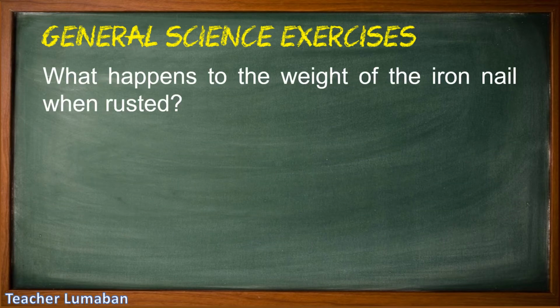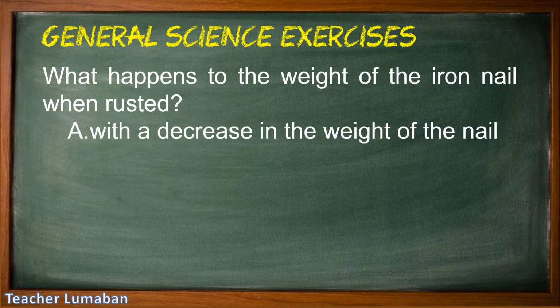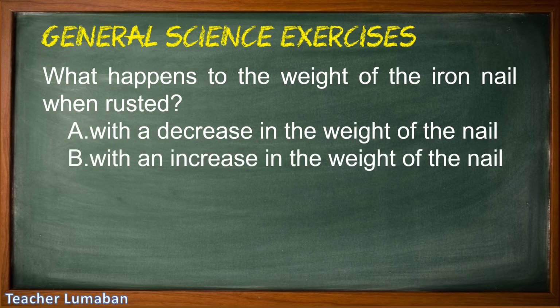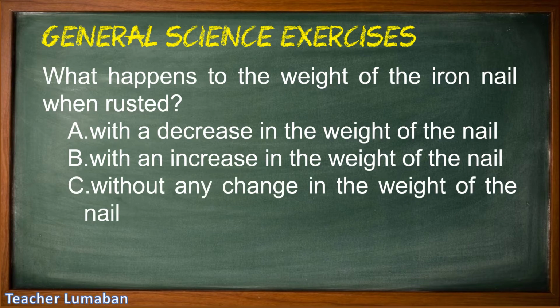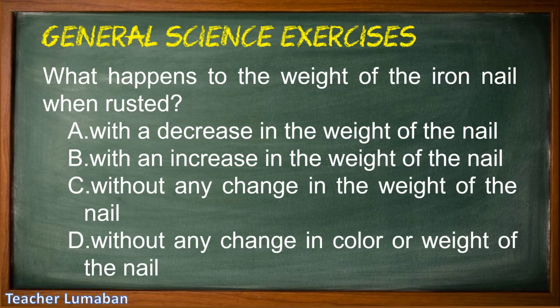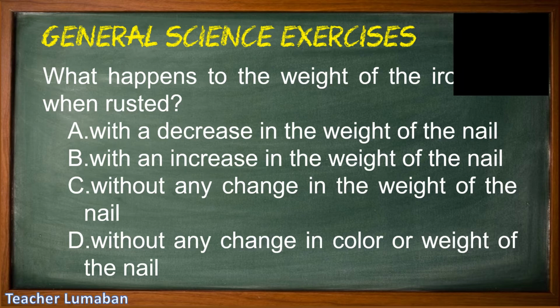What happens to the weight of the iron nail when rusted? Letter A, with a decrease in the weight of the nail. Letter B, with an increase in the weight of the nail. Letter C, without any change in the weight of the nail. Letter D, without any change in color or weight of the nail. Choose the suitable answer from the following choices in 5 seconds.